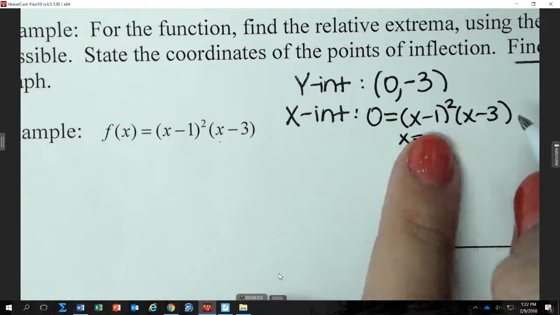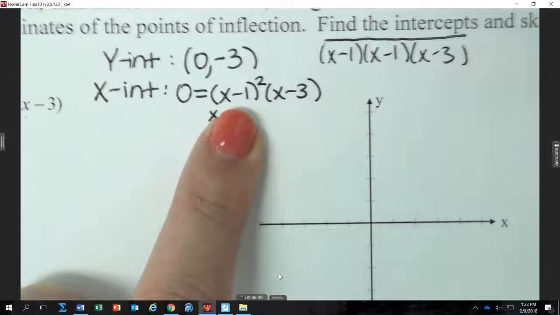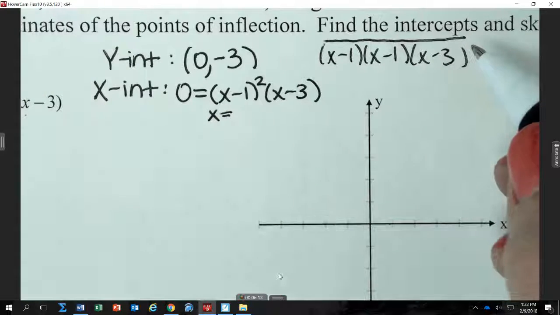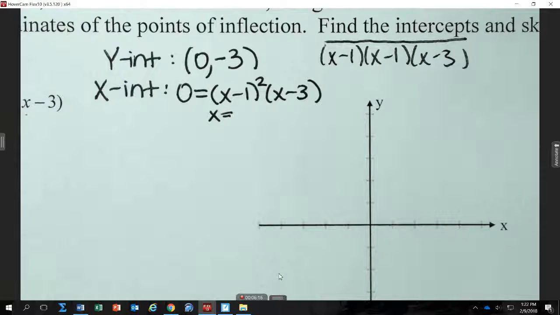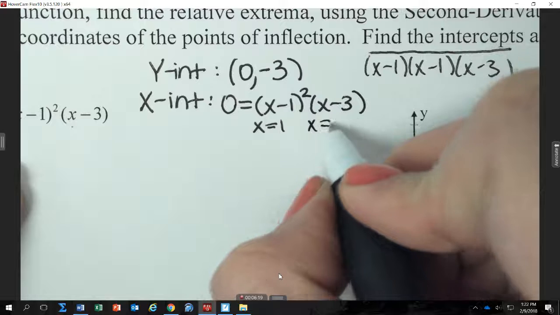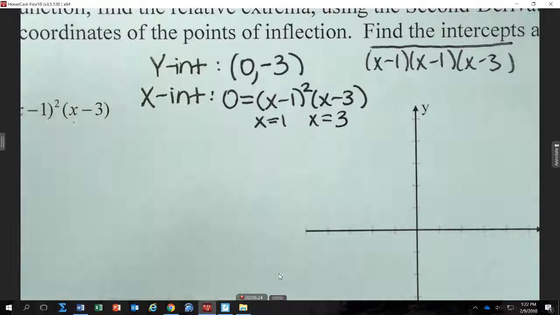Actually, if this is x minus 1, x minus 1, x minus 3, like this, right? So really I just get 1 with a multiplicity of 2. So good, but yeah, I'm going to get 1 and 3. Very good. Okay. Actually, if you remember, you're going to see a bounce at 1 if it's an even multiplicity.